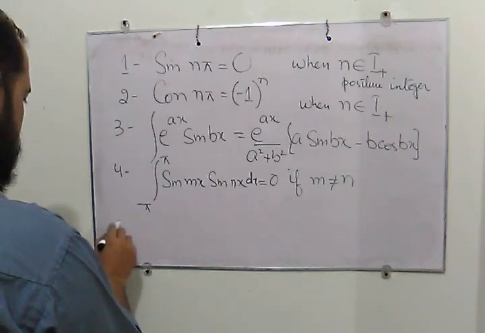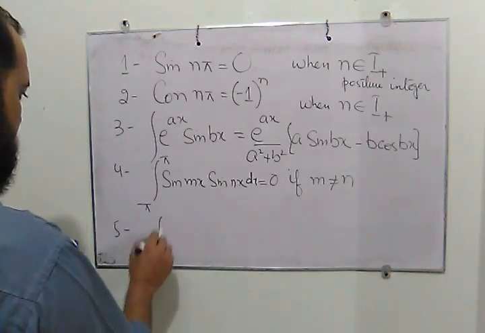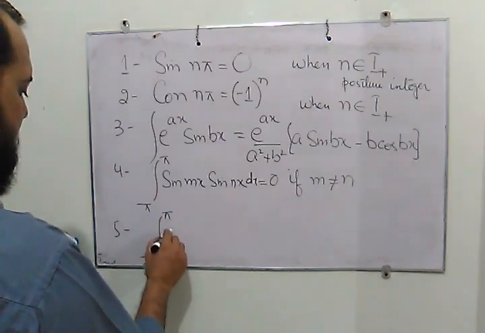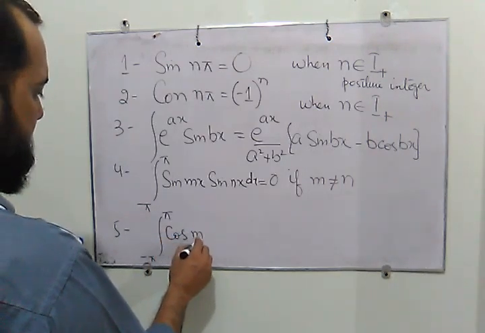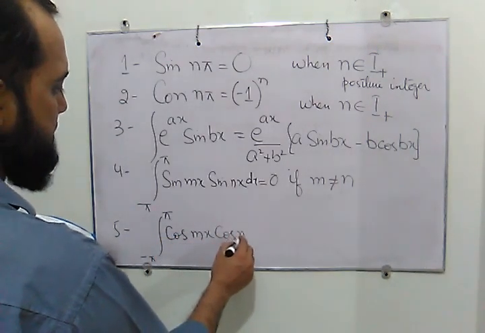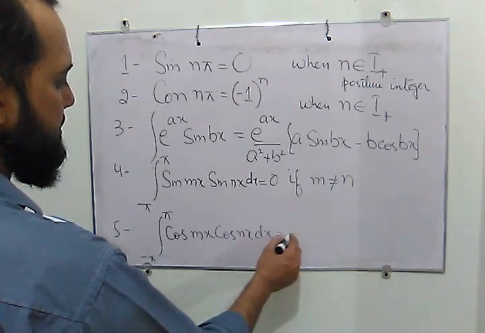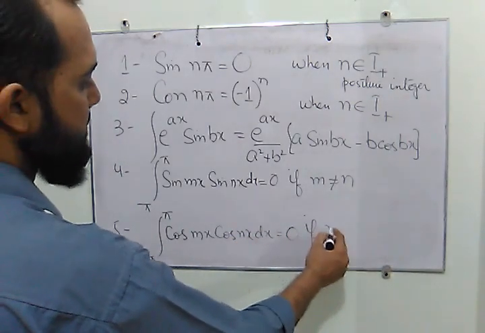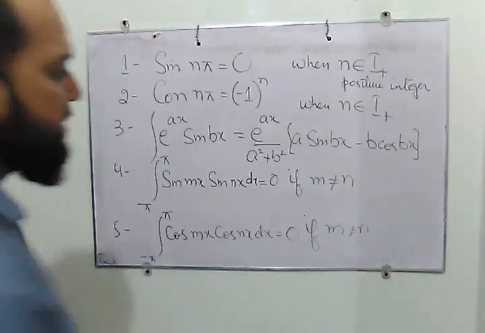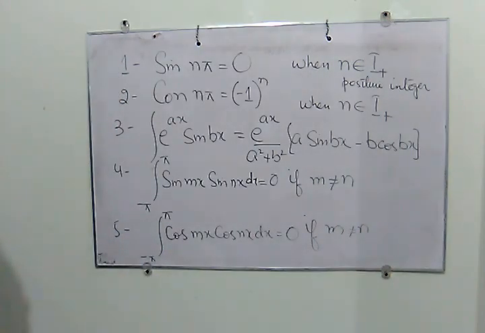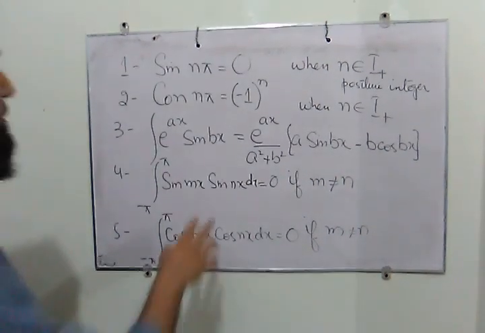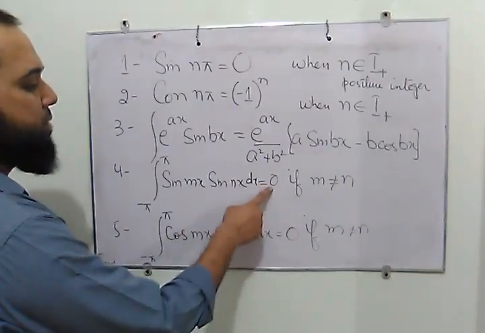Similarly, if we have the same thing in cos mx and cos nx dx, it will be equal to 0 if m is not equal to n. These are called the orthogonality relationships. So if m is not equal to n, then it will become 0.